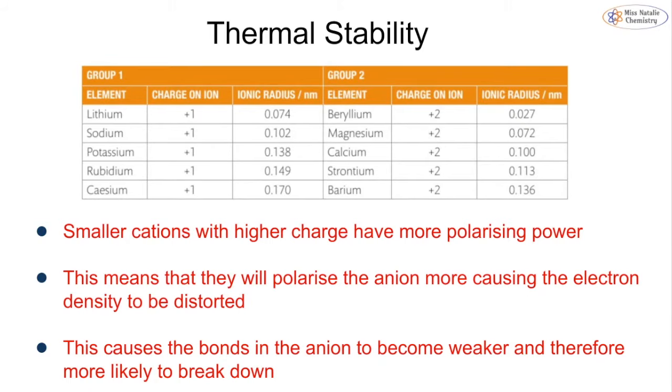So if we compare the ionic radii of group 1 and group 2, what you can see is that the ionic radii of group 2 elements is smaller than that of group 1. So not only do they have this higher charge, they also have this smaller radius, meaning they are going to have more polarizing power. And as we've explained, this is going to cause them to polarize the anion to a greater extent, causing the electron density to become distorted. This weakens the bonds within the anion, and therefore they are more likely to break down into different compounds such as oxides or oxygen or nitrites, depending on whether it is a carbonate or a nitrate.